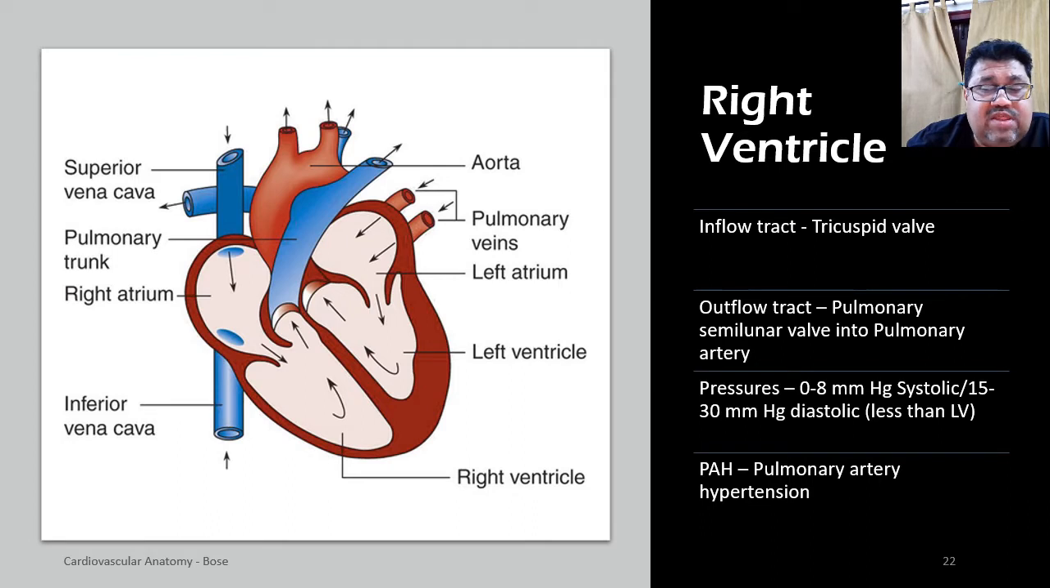Pressures within the right ventricle are relatively lower compared to the left ventricle, with diastolic pressures ranging from 0 to 8 millimeters of mercury and systolic pressures ranging from 15 to 30 millimeters of mercury.